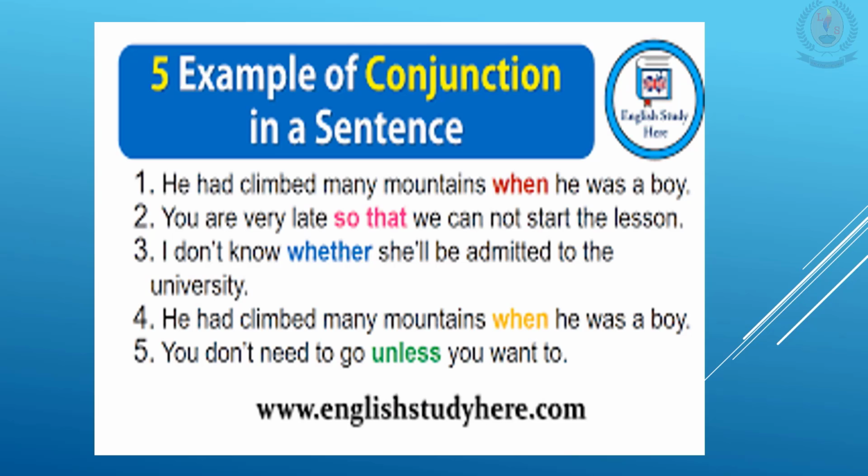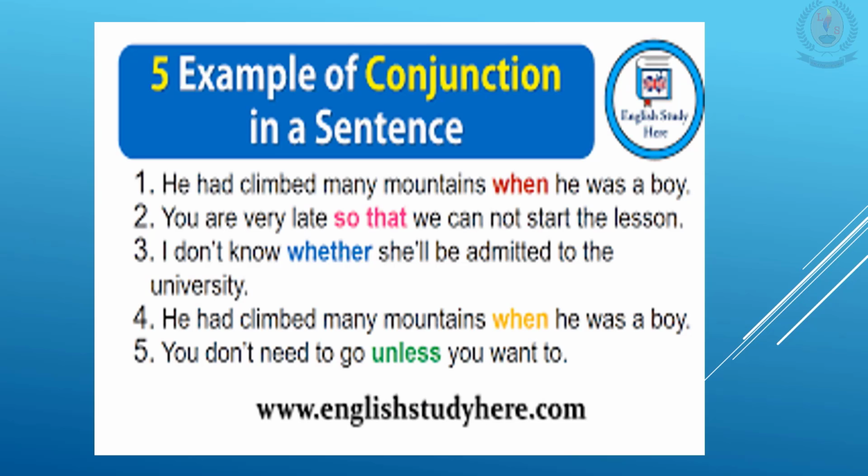Here 5 different conjunctions are used in each sentence. Okay, let's have a look at these examples. He had climbed many mountains when he was a boy. So the conjunction in this sentence is when. Second one, you are very late so that we cannot start the lesson. You are very late is one sentence, we cannot start the lesson is another sentence, and these two are joined by the conjunction so that.